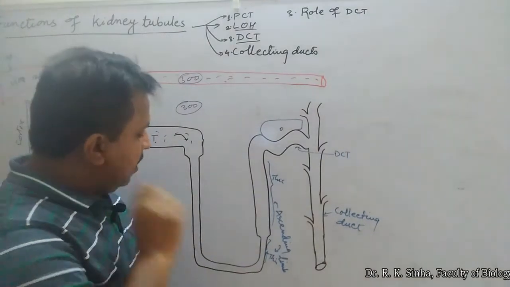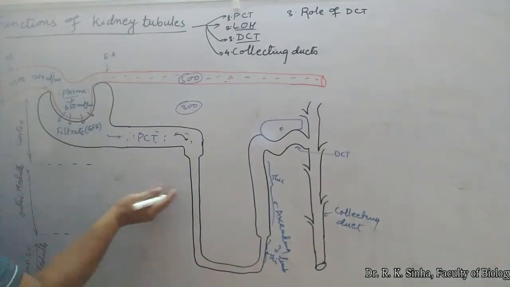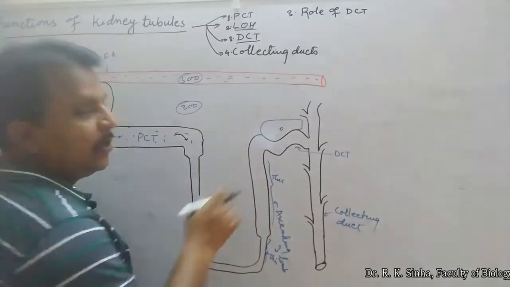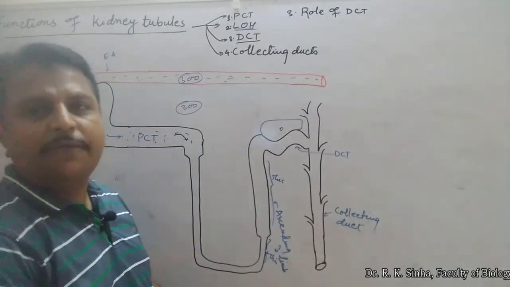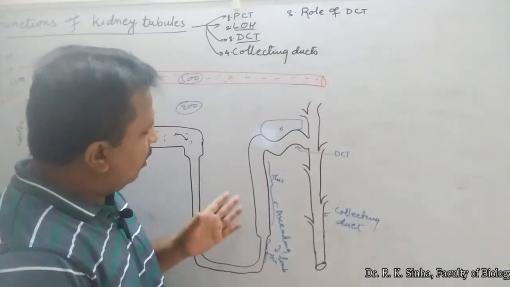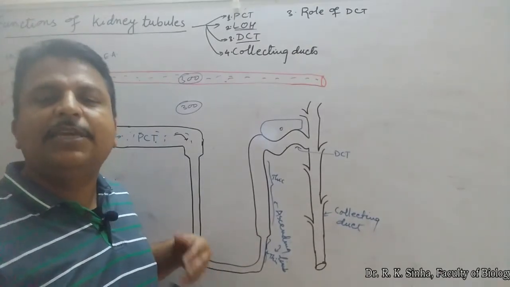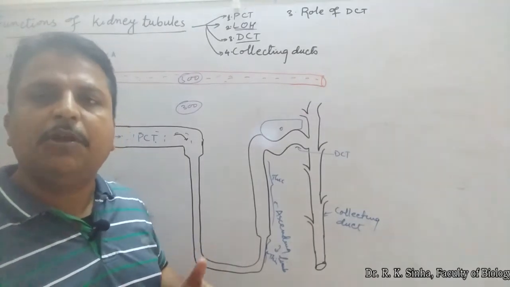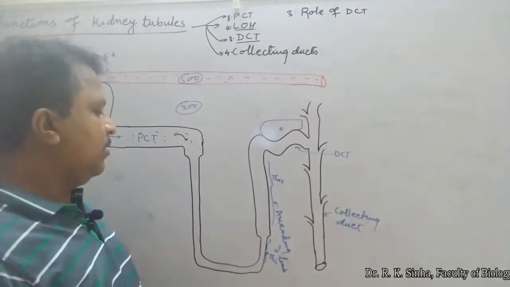See, this is the descending limb of the loop of Henle. This is the ascending limb of the loop of Henle. This region is the loop of Henle. One more question: the loop of Henle generates and maintains the hyperosmolar condition in the inner medullary interstitial region.